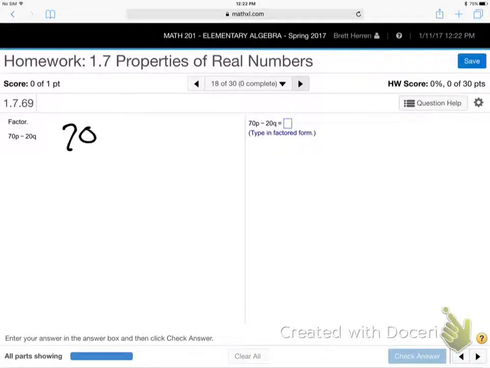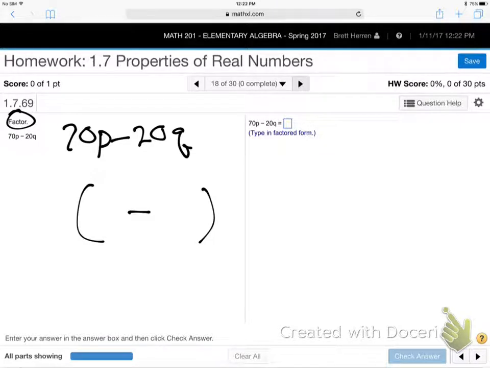Okay, so 70p minus 20q, again, factor. So that means you're thinking about parentheses, a subtraction in the middle, 2 things on the inside, 1 thing on the outside. Let me let you go ahead and try it.